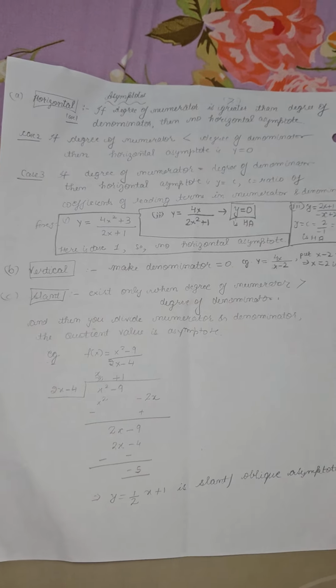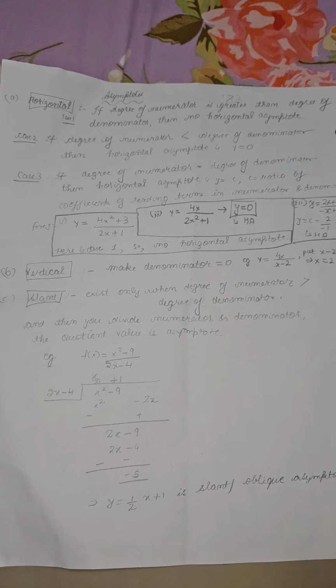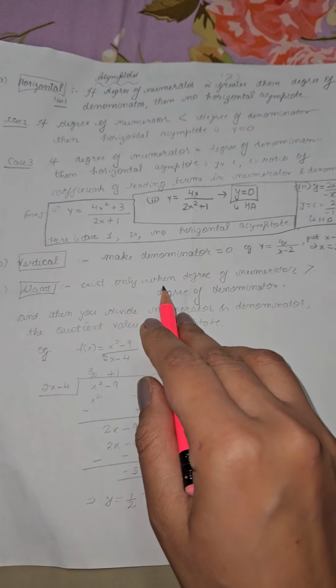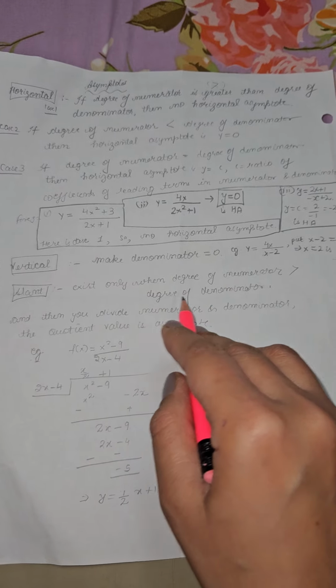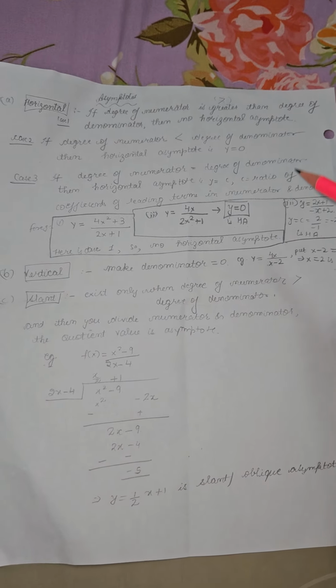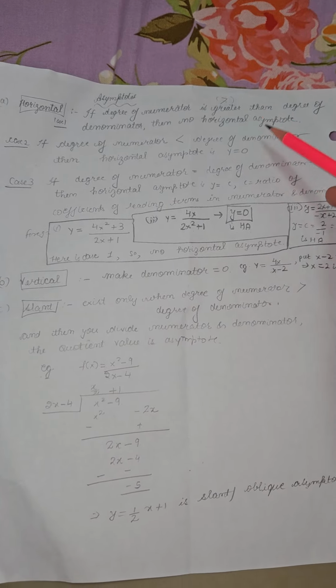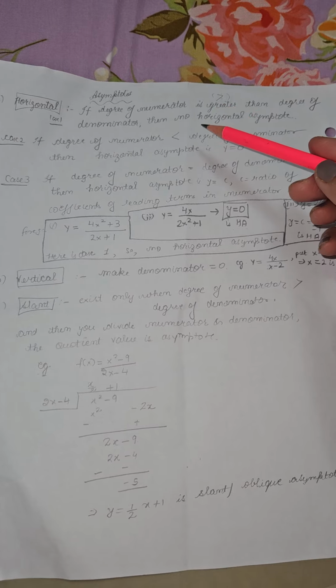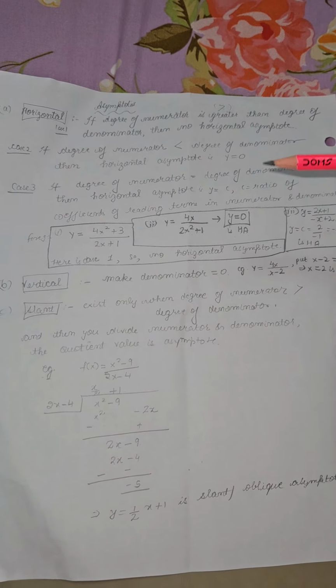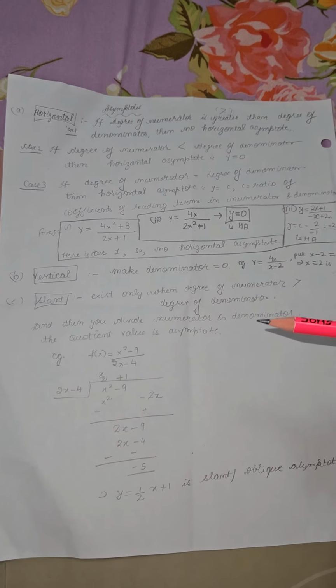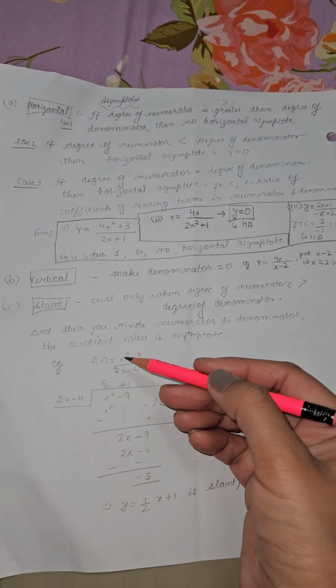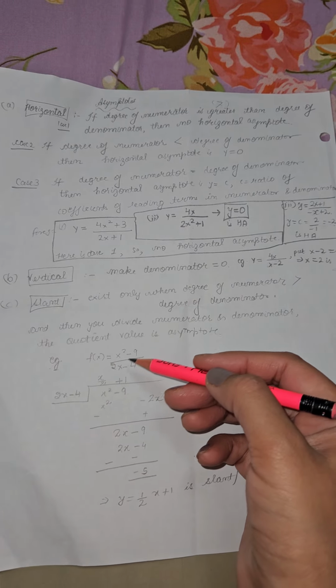Slant asymptote. Okay. So it also has one case. It exists only when the degree of the numerator is greater than the degree of the denominator. It exists only in that case. Okay. So case 1, if we say the degree of the numerator is greater than the degree of the denominator, in horizontal we said horizontal doesn't exist, but slant exists. So, for example, f(x) equals (x squared minus 9) over (2x minus 4).